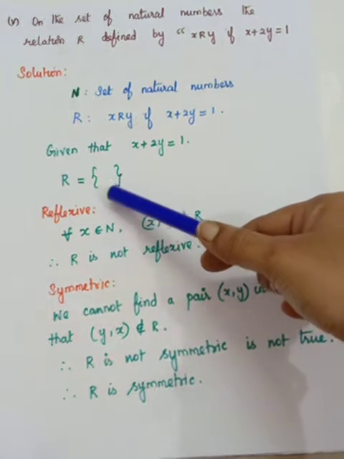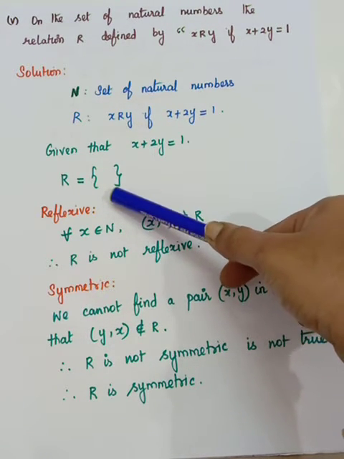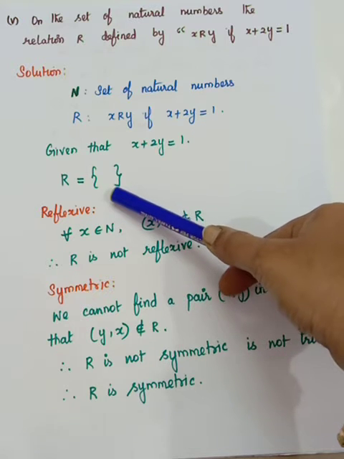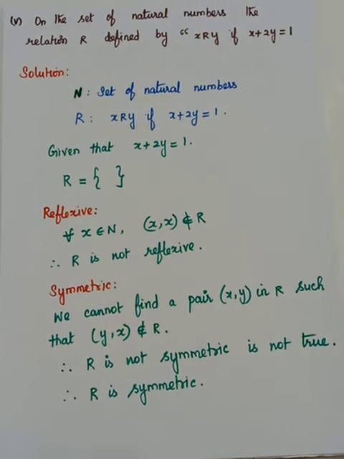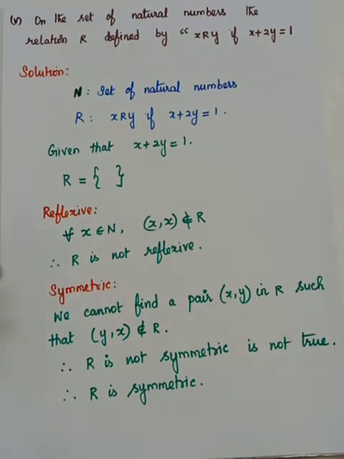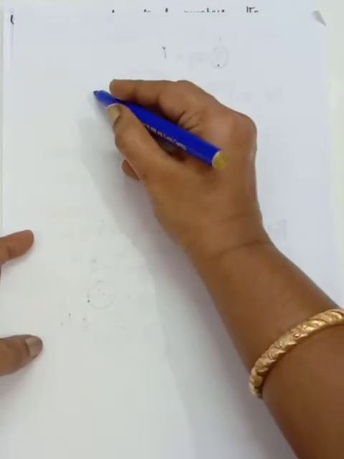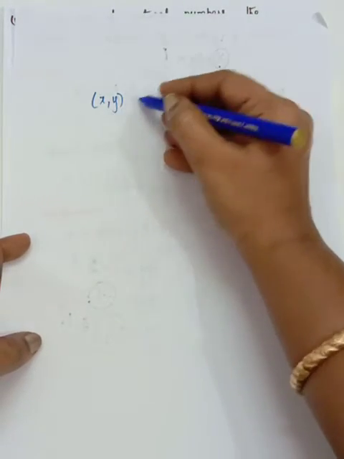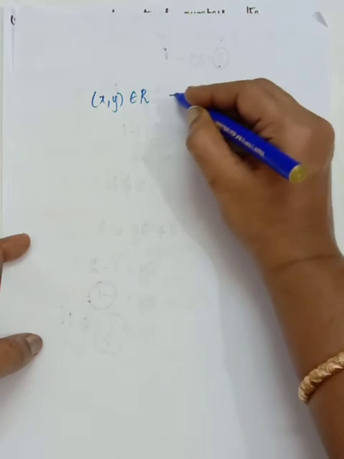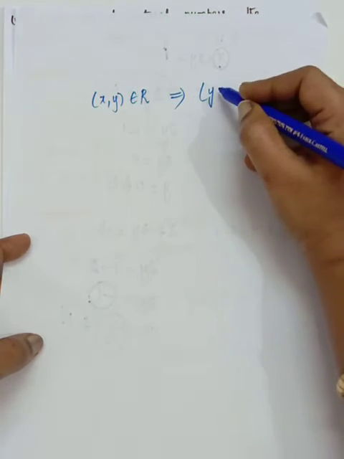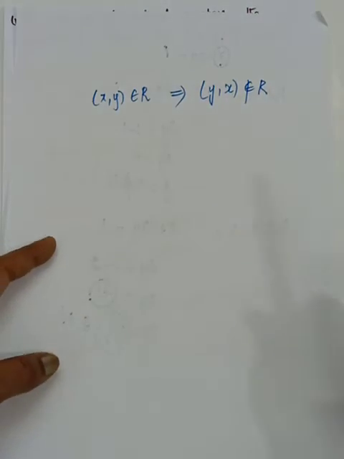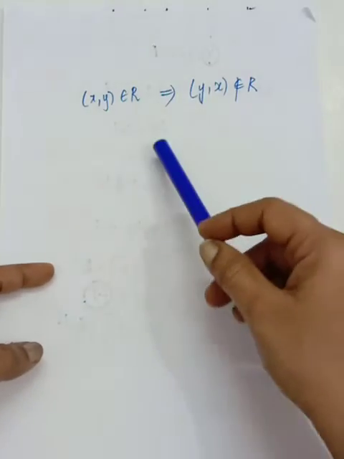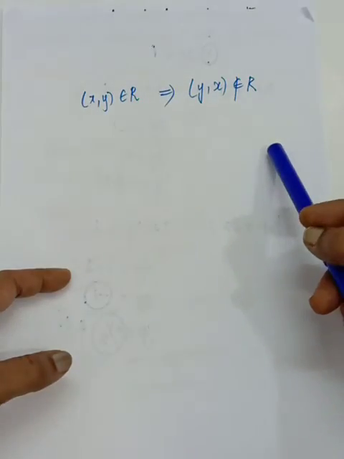Okay, here it's an empty set. We don't have any pair. But we are going to show that it is not symmetric. R is not symmetric means for the ordered pair x comma y belongs to R, we have to show y comma x does not belong to R. So if you show like this, we can say R is not symmetric.